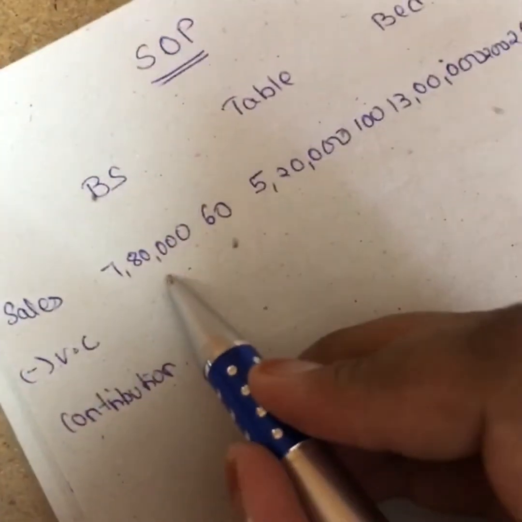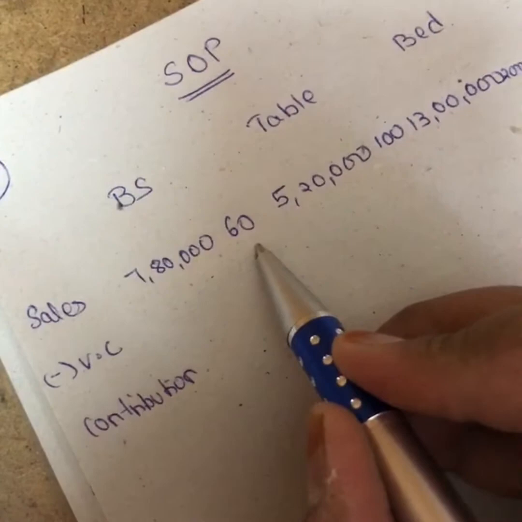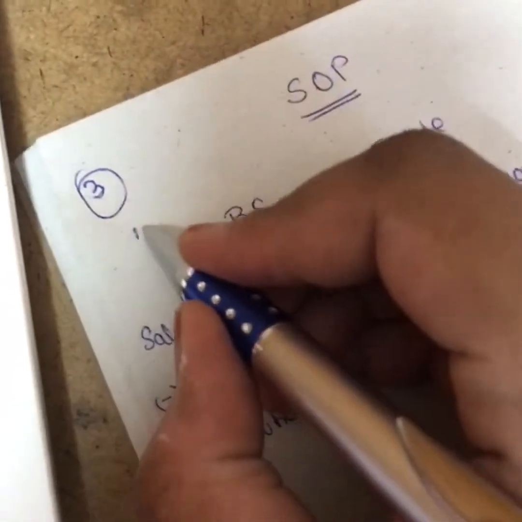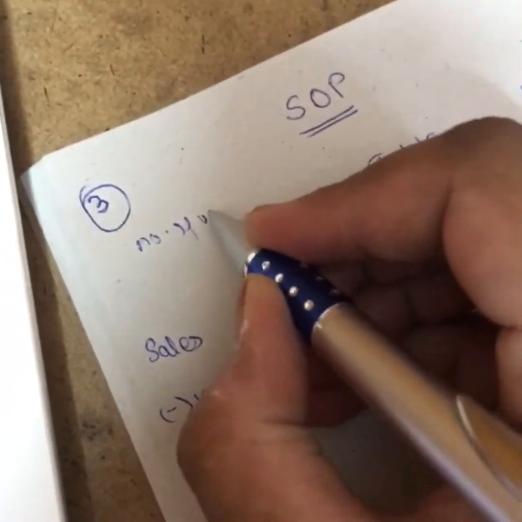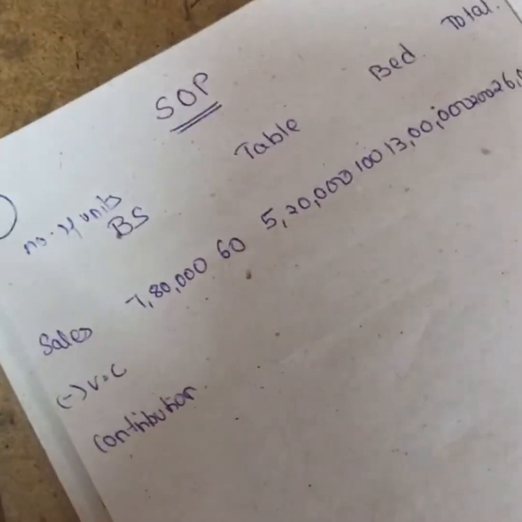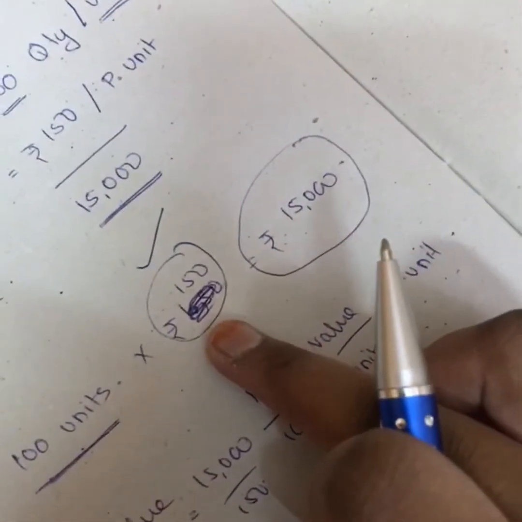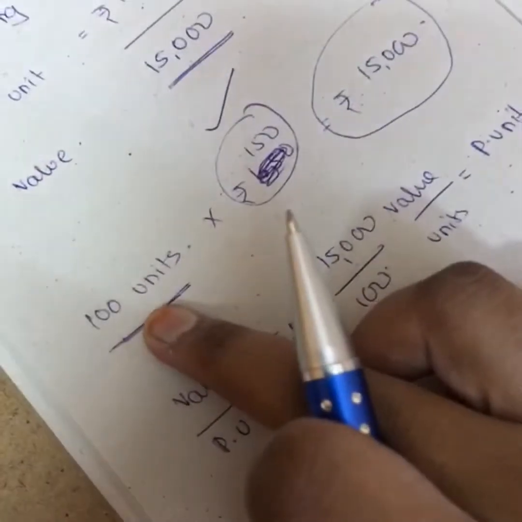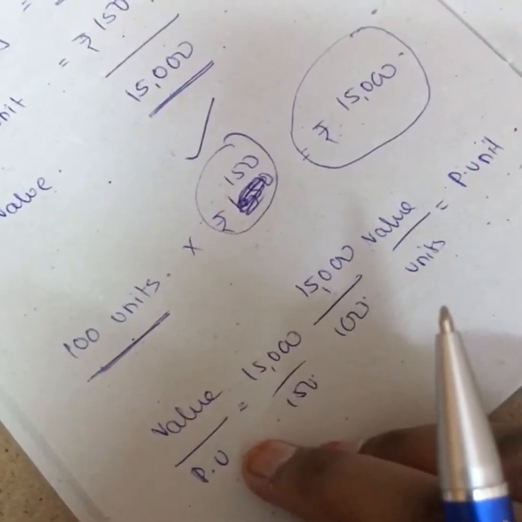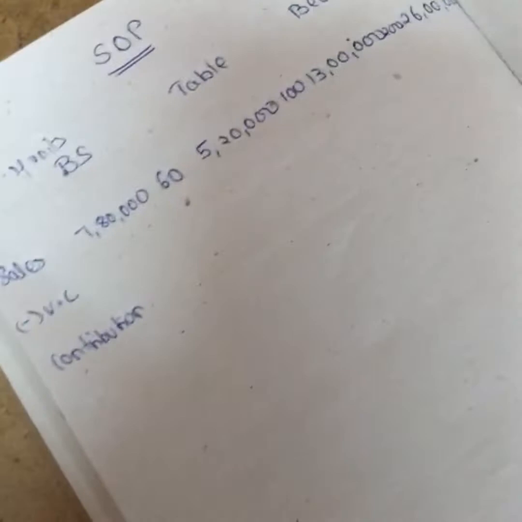So I have the value with me, I have the per unit, so it means I can calculate my number of units. How can you do that? I have my value, and I have my per unit. So to calculate the number of units, what I will do? Value divided by per unit. The same concept I'm going to follow here, girls.